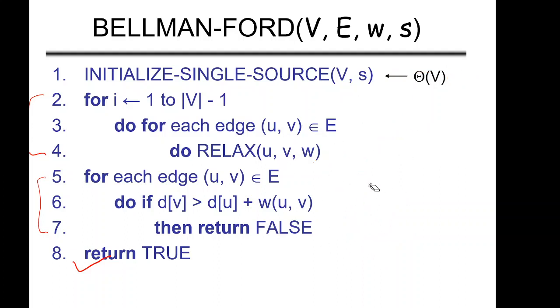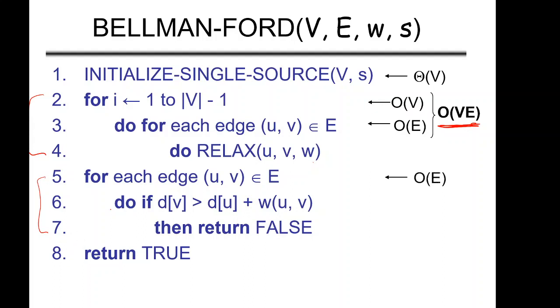As discussed, initialization will take theta V time. This will run for V times, so 1 to V minus 1, that is order V, and this we have to run for all edges, so this is order of E. Since this is a nested loop, both loops together give complexity V times E. Then this is again for each edge, so it will run E times. So the overall complexity is V plus VE plus E, that is equal to order of VE.